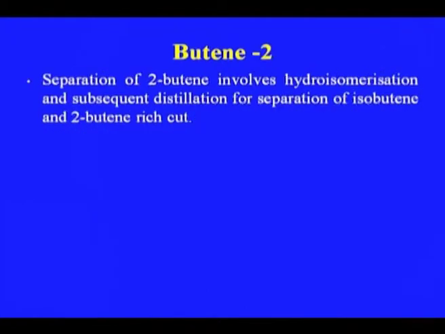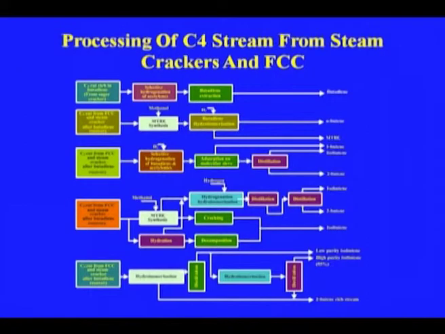Separation of the 2-butene involves hydroisomerization and subsequent distillation for separation of the isobutene and the 2-butene rich cut. This is the complete process that we are having, with the different cuts, and this is going for the selective hydrogenation of acetylene and then the butadiene extraction, and finally we will be getting the butadiene.